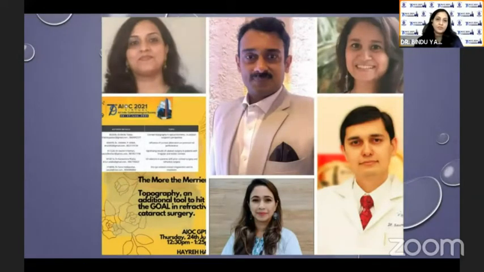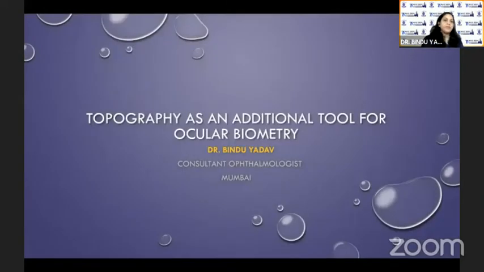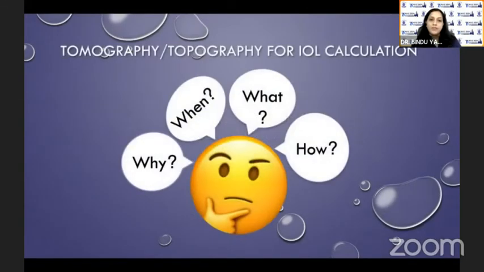My talk is going to be on tomography as an additional tool for ocular biometry. What is a cataract surgeon's perspective on that? During my talk, I'm going to answer a few questions: why tomography should be used for IOL calculation, when we can use it, what are the things that we are going to look for, and how are we going to apply these things into the IOL calculations.